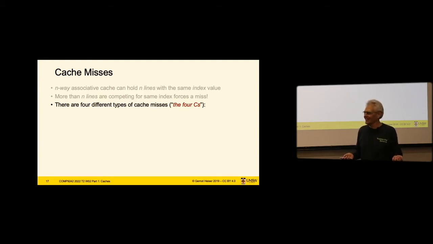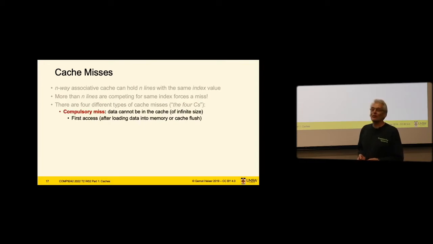It's not there. Yes, that's called a compulsory miss, right? Data that never has been in the cache, obviously, is not in the cache. And it's a compulsory miss. So the first time you access any line, there's got to be a miss. That's a compulsory miss. Okay? That's unavoidable.